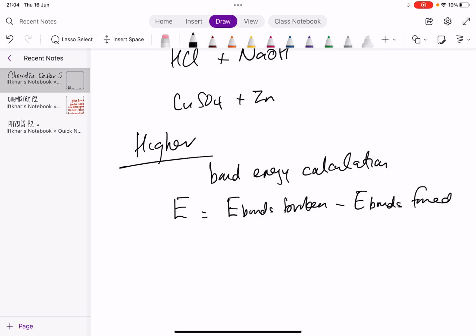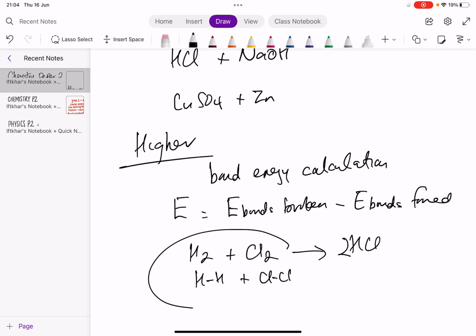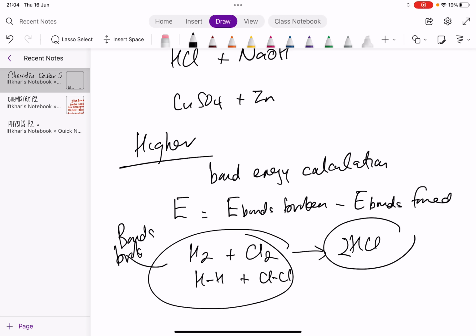So let's look at a simple reaction between hydrogen and chlorine forming HCl. Your bonds broken here are this one, so that's bonds broken, and bonds formed here is 2HCl. You work out the value of bonds broken, you work out the value of bonds formed, and out comes an answer. Right, next topic is fuels and earth science.